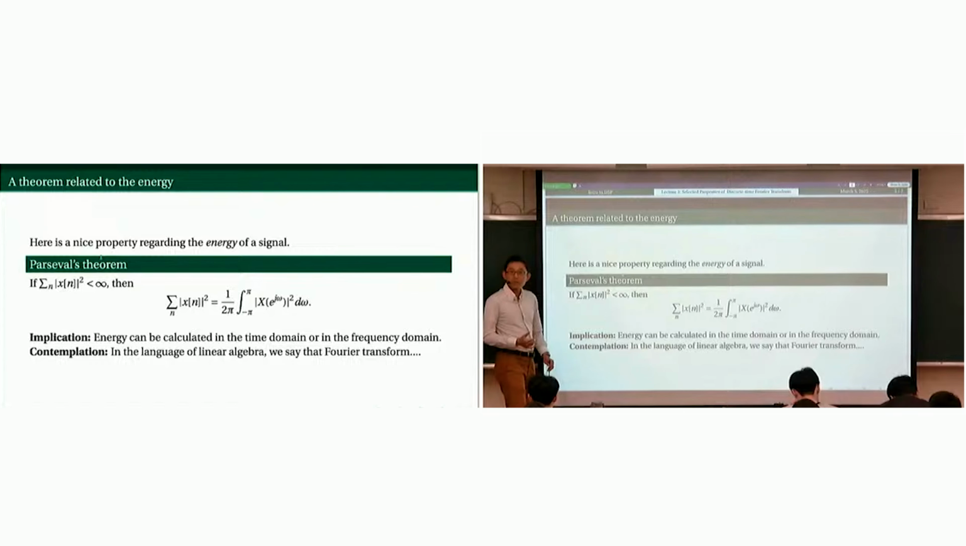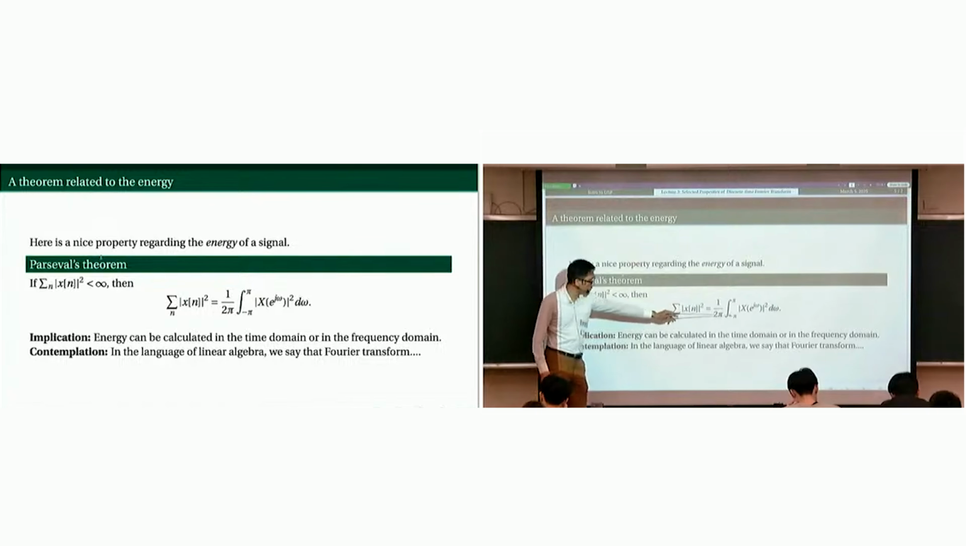What is the inner product of a vector with itself? You sum up the square of all the components, right? So this is a kind of inner product of a signal with itself: norm square on the left-hand side. And what's on the right-hand side? The right-hand side is a similar operation, but in the frequency domain.